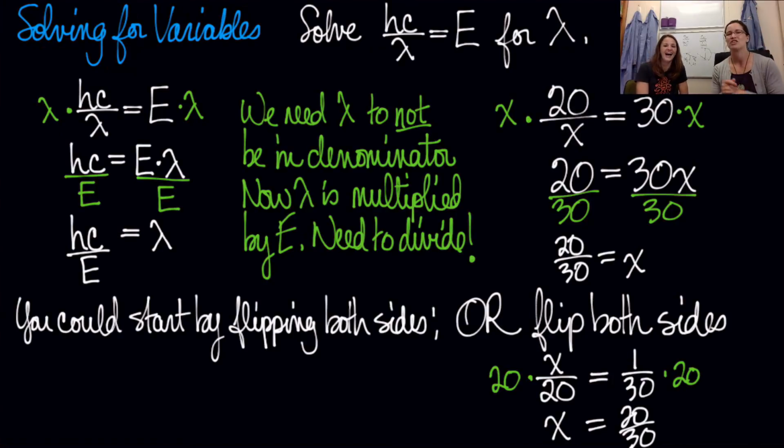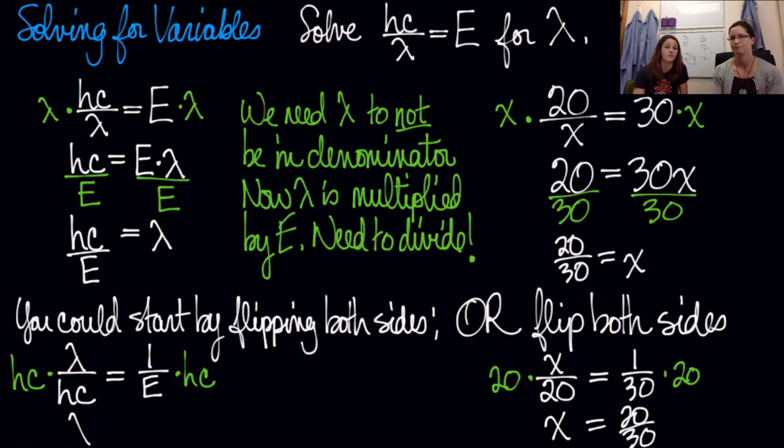The other way is you could start by flipping both sides upside down, and this is what that looks like. This used to say hc over lambda. Now it says lambda over hc. This is a little tricky. You're supposed to see E as E over 1, and then it turns into 1 over E. That's the hard part: remembering that it's E over 1. Everything when it's by itself is over 1. And so you can just flip it, and then boom, we're at the end.